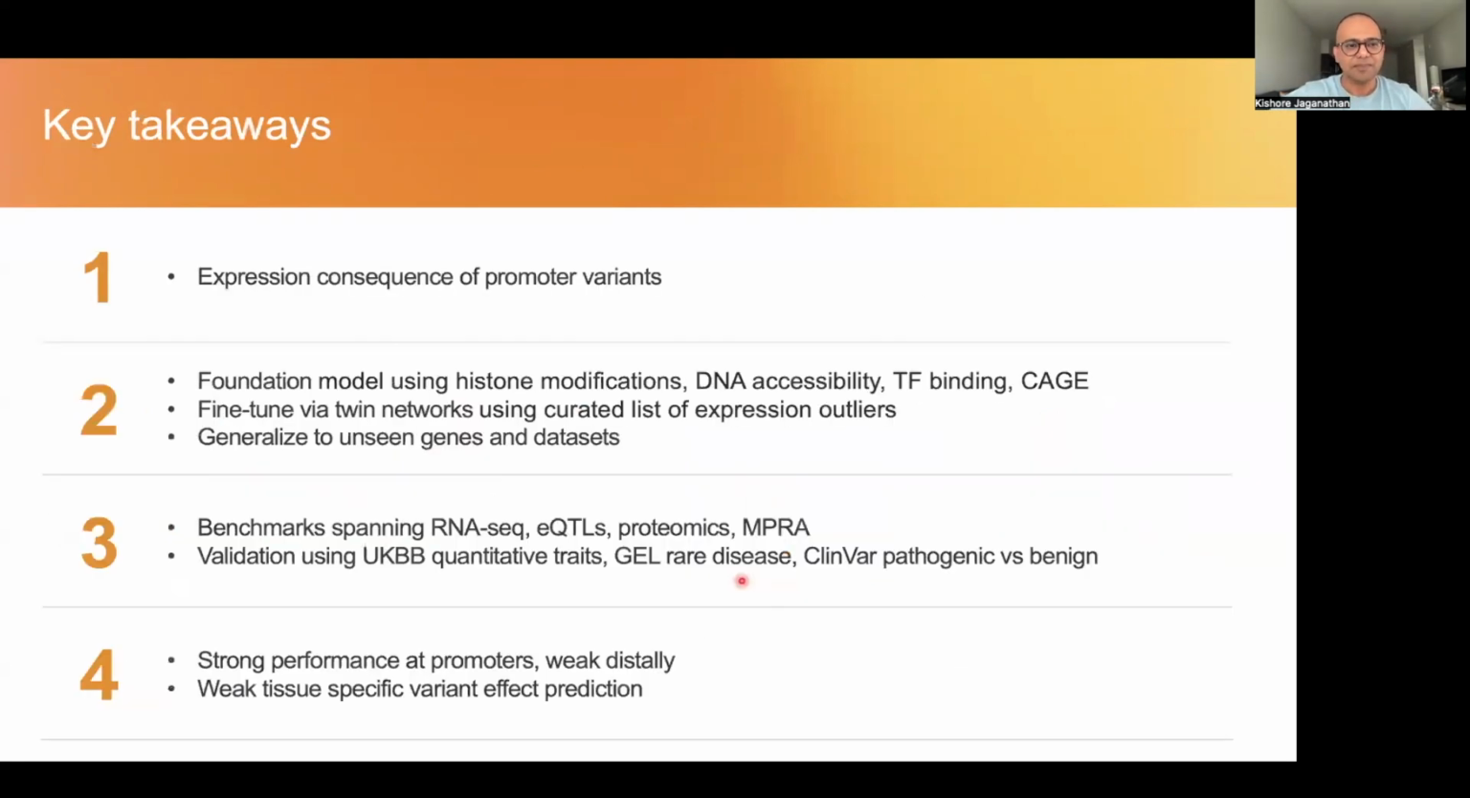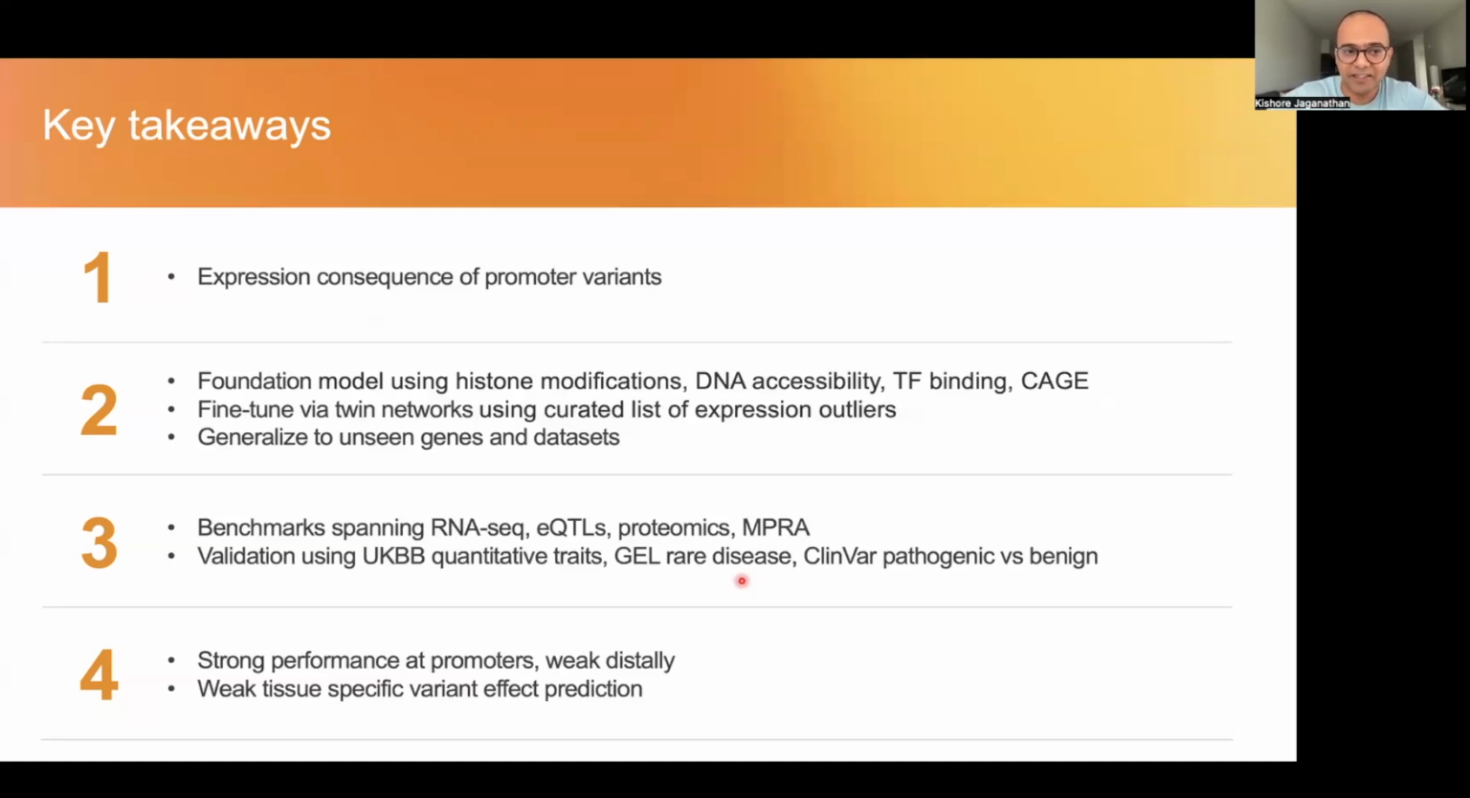To summarize the project, we have a model called PromoterAI, which predicts the expression consequence of promoter variants. It's trained in 2 stages. The very first stage shares a lot of similarities with the other models in this category, and it's no better or worse than the other models. But the main contribution is the second step of fine tuning using the outliers, which gives us a significant boost that also generalizes to unseen genes and data sets.